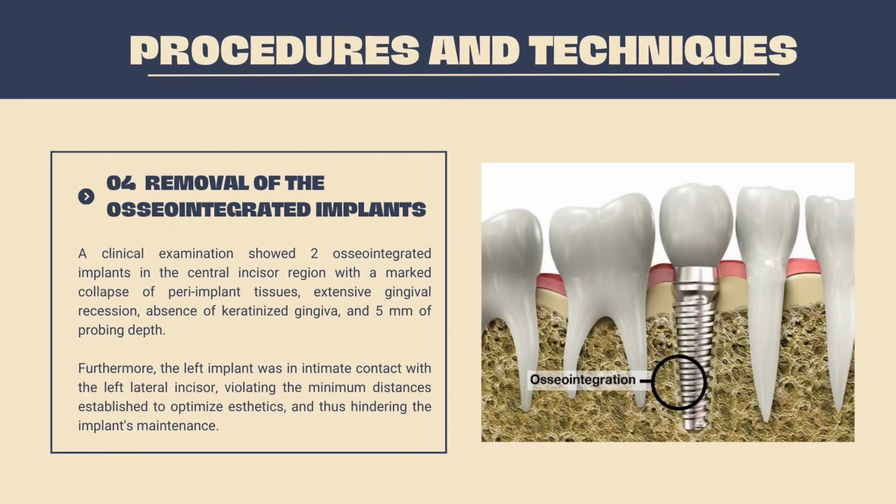Removal of the osseointegrated implants. A clinical examination showed 2 osseointegrated implants in the central incisor region with a marked collapse of peri-implant tissues, extensive gingival recession, absence of keratinized gingiva, and 5 mm of probing depth. Furthermore, the left implant was in intimate contact with the left lateral incisor, violating the minimum distances established to optimize aesthetics, and thus hindering the implant's maintenance.